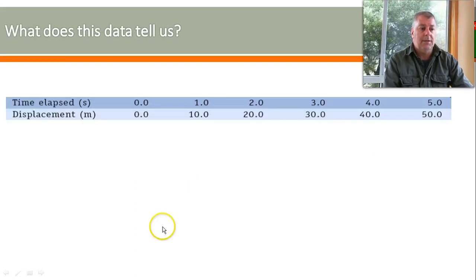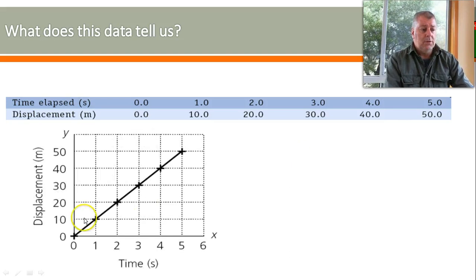Now, what does this data tell you? Here we have time elapsed in seconds and displacement in meters. After 1 second it's 10 meters, 2 seconds 20 meters, 3 seconds 30, 4 seconds 40. Seems pretty straightforward, and every second it's going a further 10 meters away from its starting position. Now that's pretty simple data to interpret, but what would it look like if we graphed it into a motion graph? It looks like this. Notice we've got a nice label here, displacement in meters, and time in seconds.